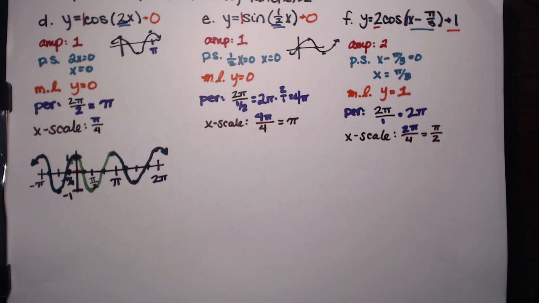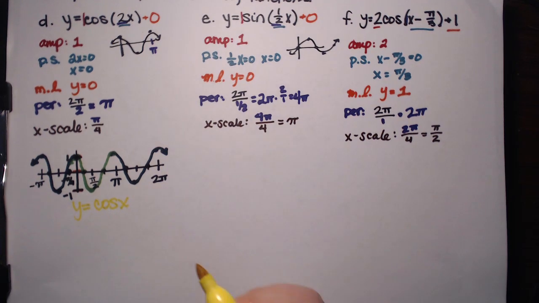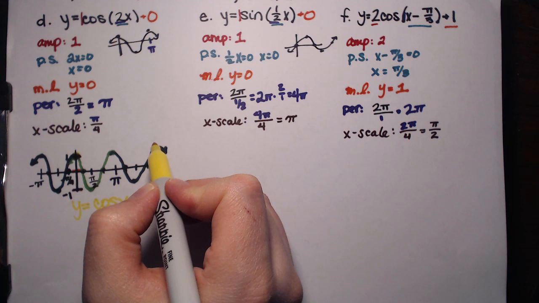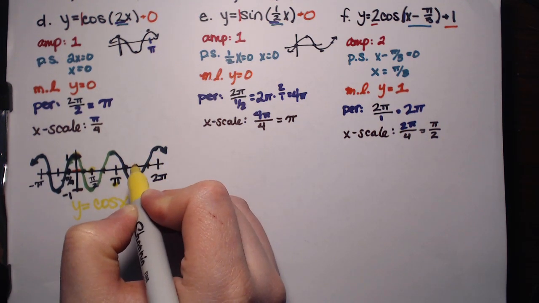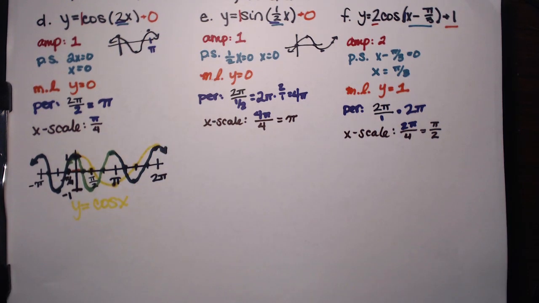So that would be the graph. If I did draw just cosine normally, it would start at the top, but it would be stepping by pi halves. So it would do this. So what happened was this got squished in.